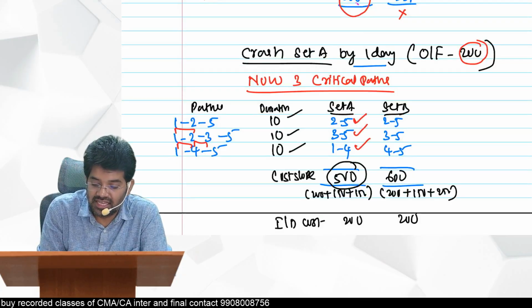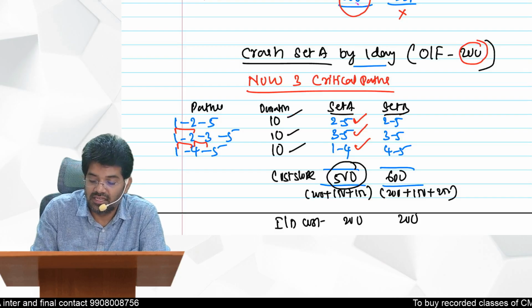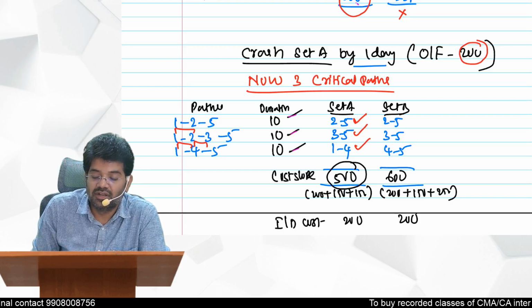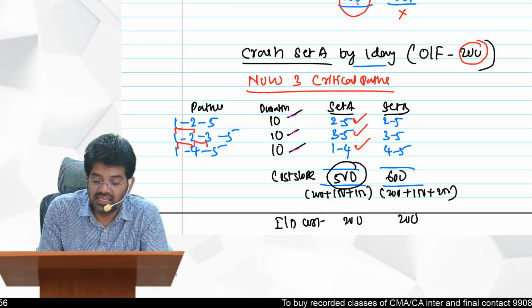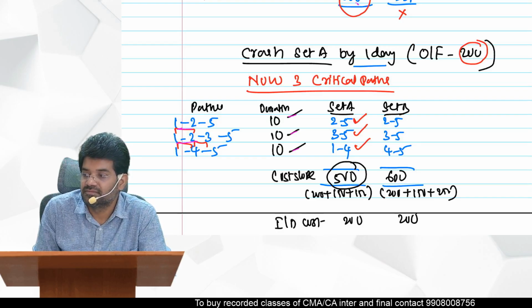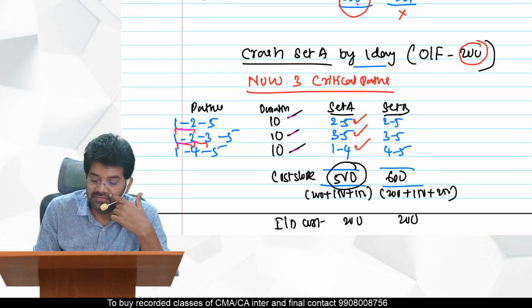So these are the 3 revised critical paths now: 1 to 2, 2 to 5; 1 to 2, 2 to 3, 3 to 5; 1 to 4, 4 to 5. These are the durations of these paths. Now let us select the sets. 1 to 2 is there in this path, in this path also it is there, but in this path it is not there. So that cannot be selected.